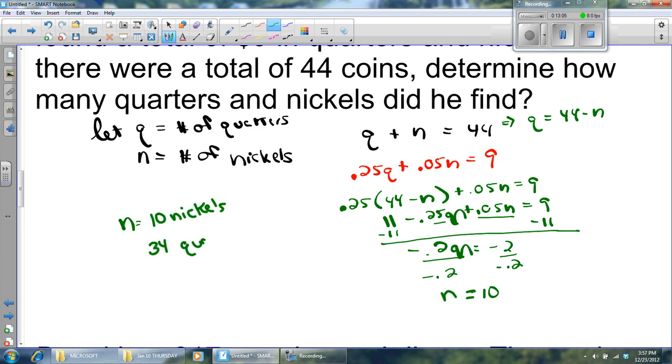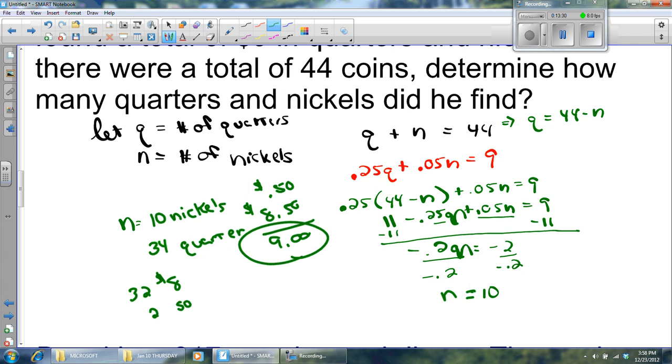Of course, you can check your work. 10 nickels would be what? 50 cents, right? 34 quarters. Well, 32 quarters would be $8, right? 2 more quarters would be 50 cents. So I have $8.50. And together that makes $9. So it worked. Okay, one last problem.